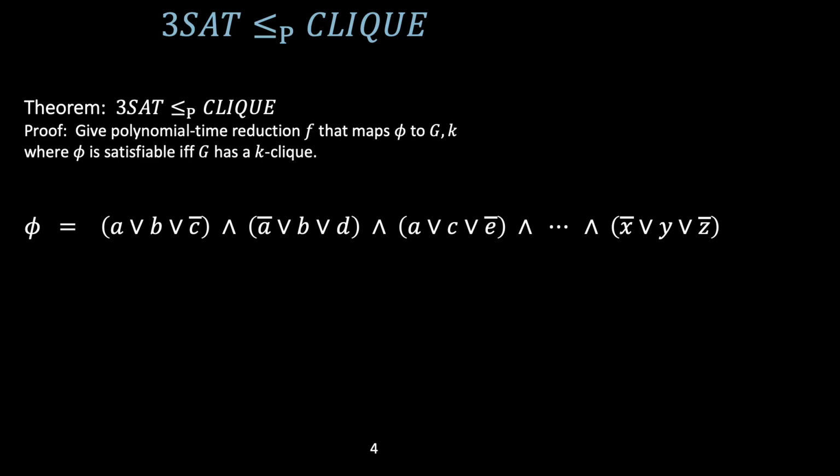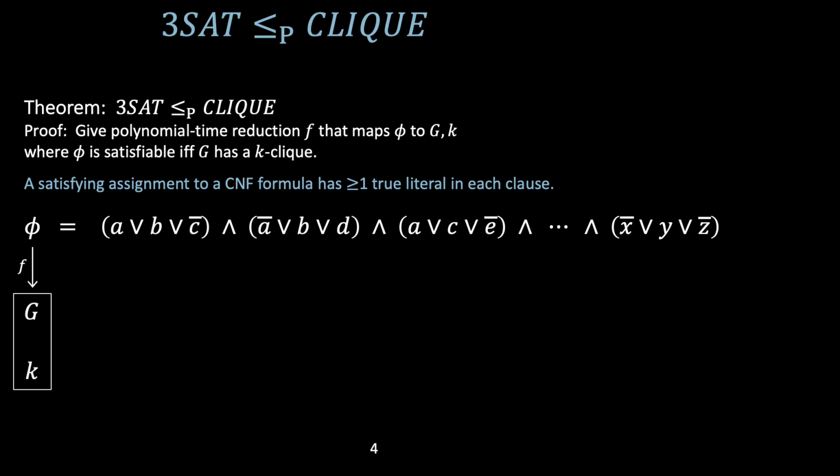Let's work through this. I will give a phi in 3CNF format to demonstrate it as an example. And so phi here is (A or B or not C) and (not A or B or D) and (A or C or not E) and so on, up to (not X or Y or not Z). Taking a look at this, since we have ors in each clause, we just need to have one true literal. We can have more than one, but we just need at least one.